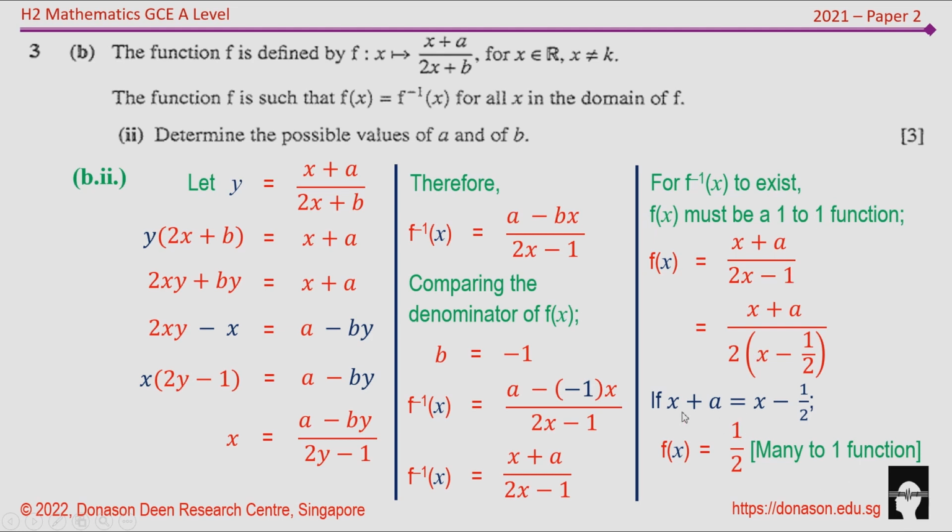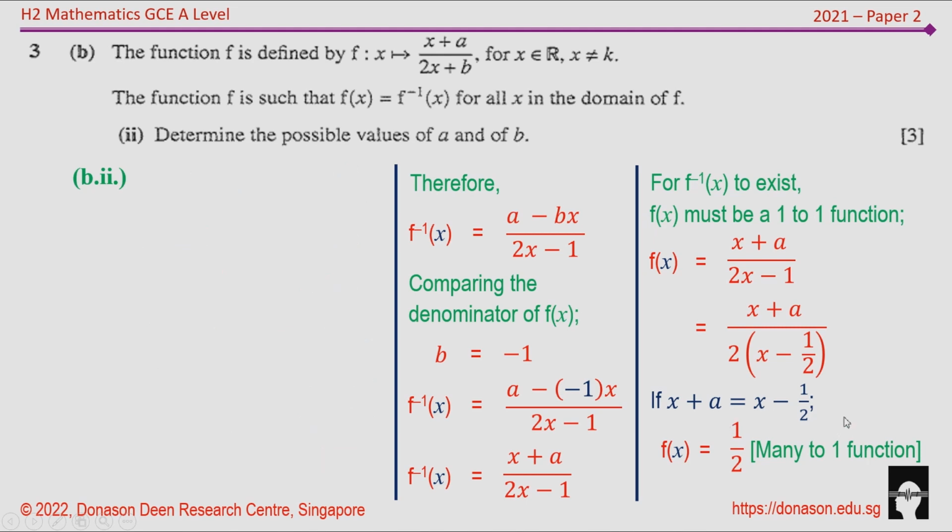So when does this happen? It happens if x plus a is equal to x minus half. Therefore what we should conclude is x plus a must not be equal to x minus half if you want it to be a one-to-one function. If we remove the x from both sides, we know that a cannot be equal to negative half. So determine the possible values of a and of b. We have already found the value of b as minus 1. A can be any other value, but a cannot be equal to negative half.